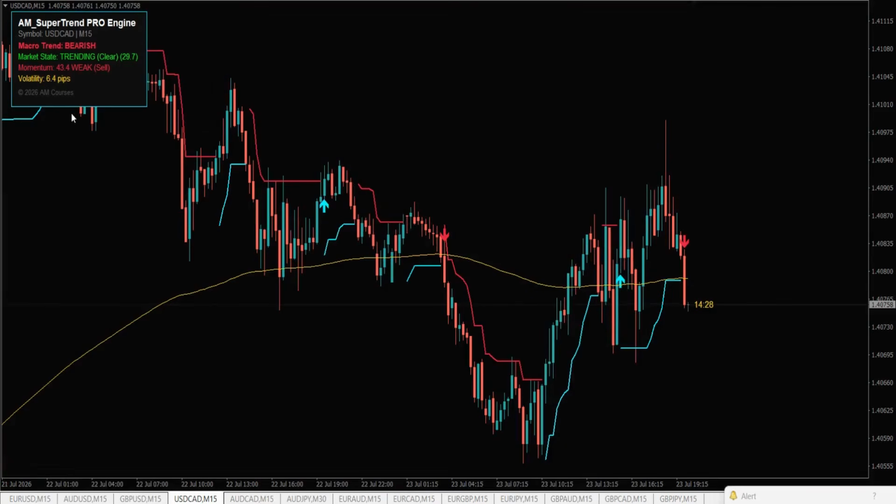Now let's move to the next chart and see how the same rules work on a faster time frame. Now this next one is deliberate, so watch carefully. A sell arrow prints on the 15-minute chart. Macro trend says bearish. Market state says trending. 2 conditions met.